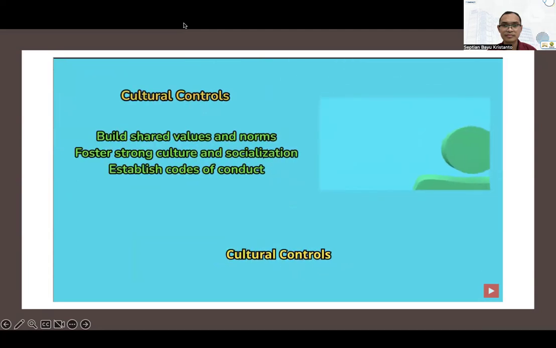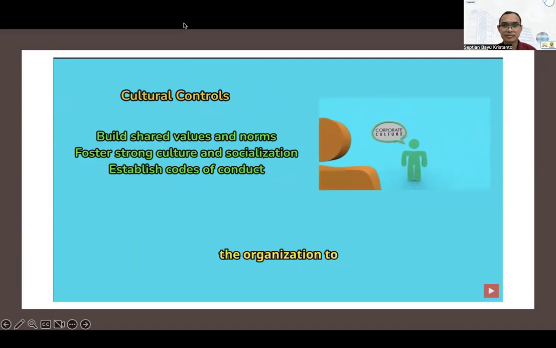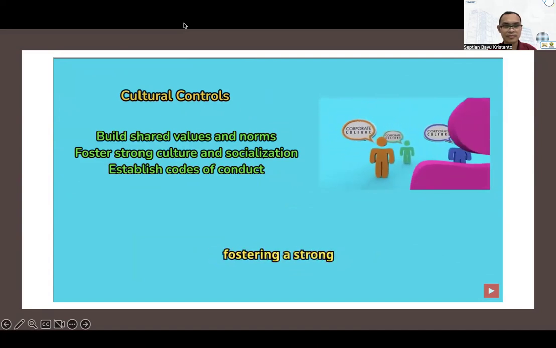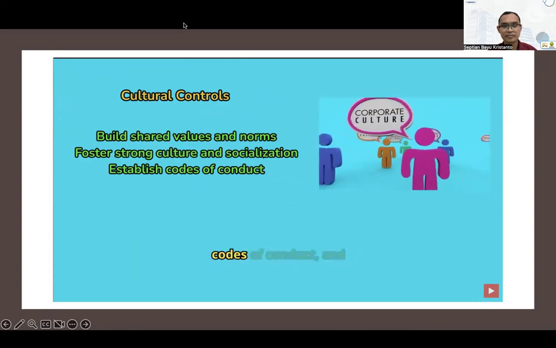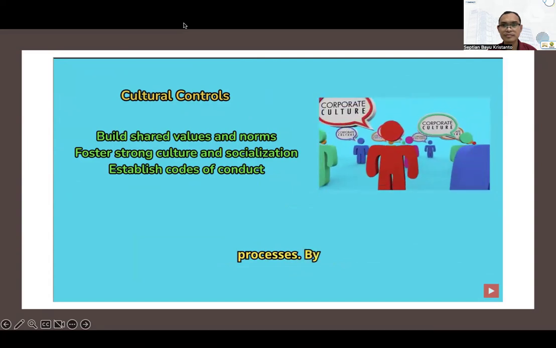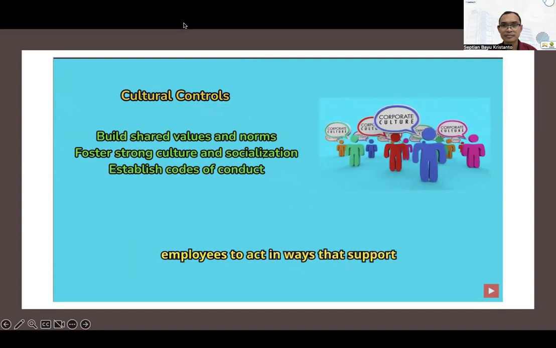Cultural controls focus on creating a shared set of values and norms within the organization to influence behavior. These controls include fostering a strong organizational culture, establishing codes of conduct, and implementing socialization processes. By shaping the organizational culture, companies can guide employees to act in ways that support the organization's mission and values.